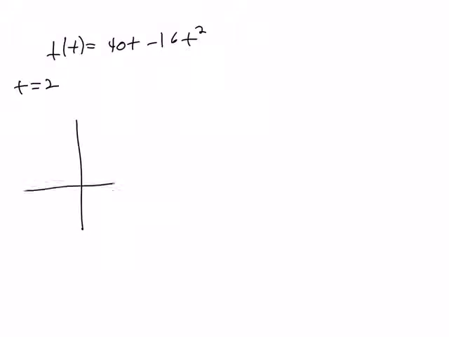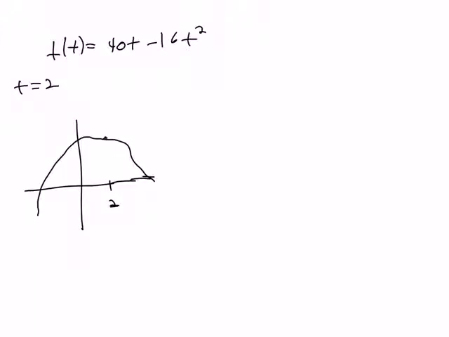So we are given that a ball is thrown into the air with a velocity of 40 feet per second, and its height in feet after t seconds is given by the equation f of t is equal to 40t minus 16t squared, and we want to know the velocity at t equals 2. So we throw the ball into the air, however the equation looks, I don't think too much about it, and we want to know at t equals 2 what's the velocity.